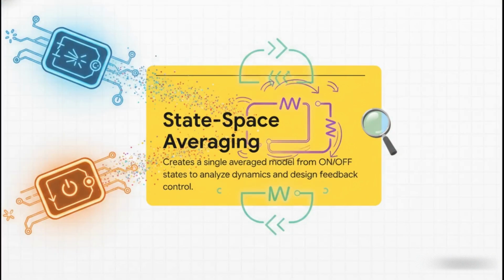noise you don't want. Now, if you want to get even fancier, especially for designing the control systems, there's a technique called state space averaging. Your circuit is constantly flipping between two states, right? Switch on, switch off. This tool mathematically combines the equations for both of those states to create one single averaged model that describes how the circuit behaves over time.